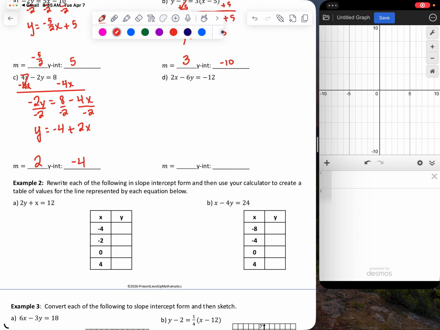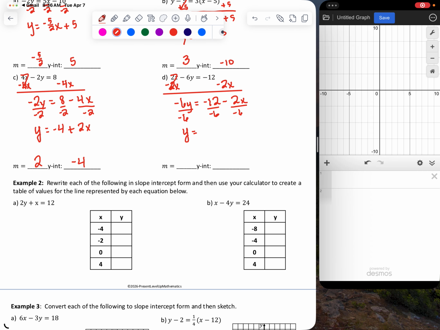Pause the video and try problem D on your own. All right, welcome back. Hopefully, as your first step, you subtracted 2x from the left side and the right side. This zeroed out, leaving you -6y equals -12 minus 2x. And then you divide by -6. So -6 divided by -6 is positive 1y.